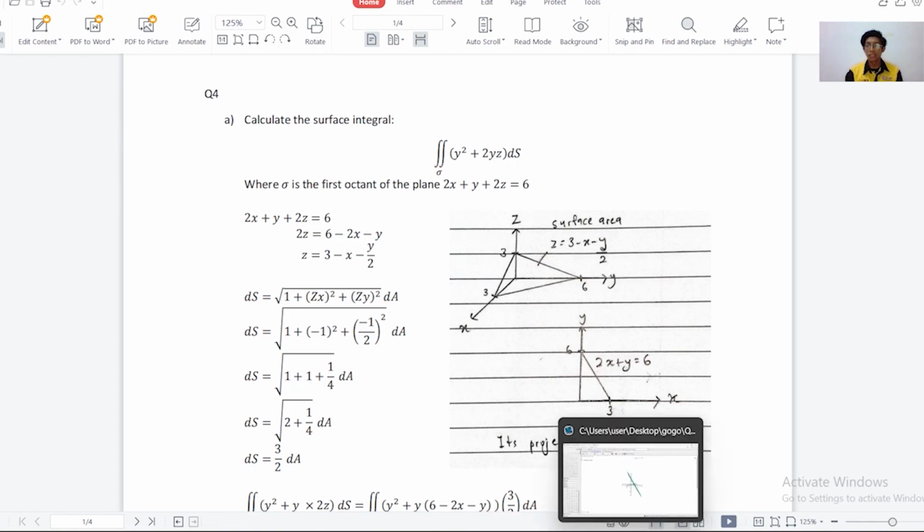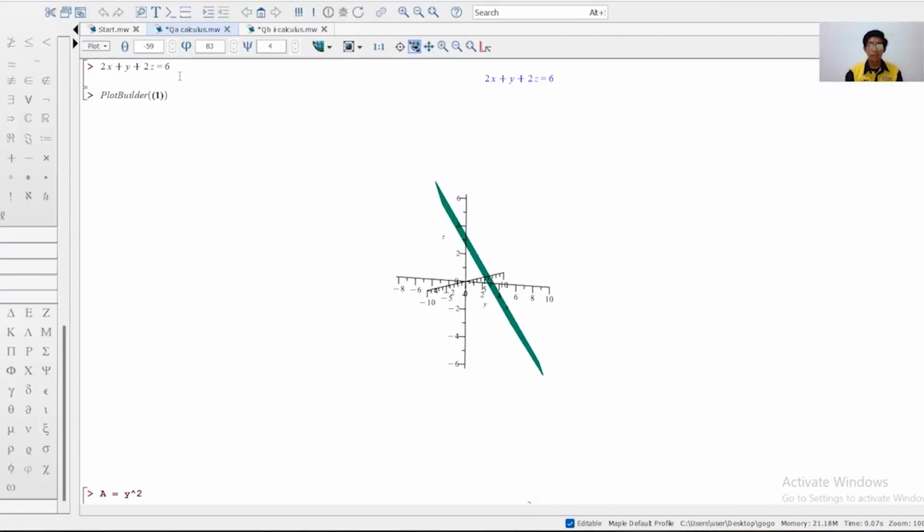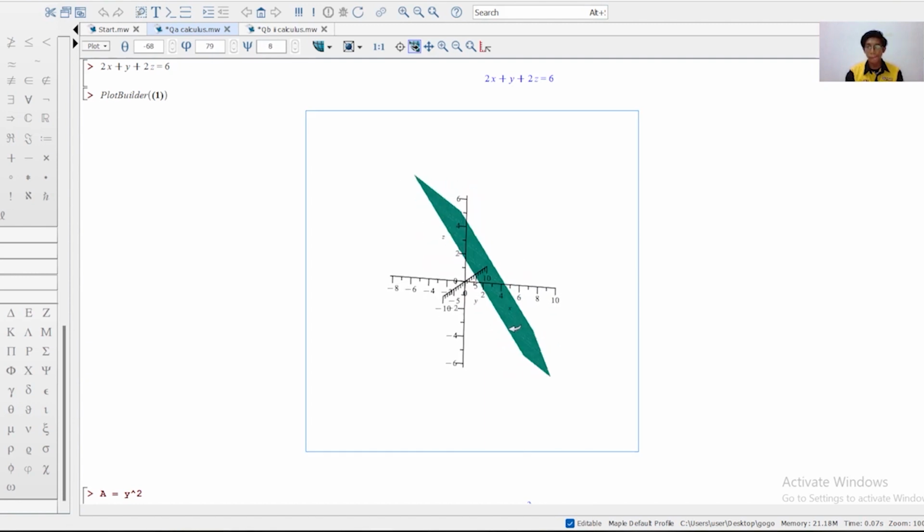So I do the simulation in the MATLAB software. First we type this equation, 2x plus y plus 2z equal to 6. Next we can build the 3D graph from this software, and we get this graph.